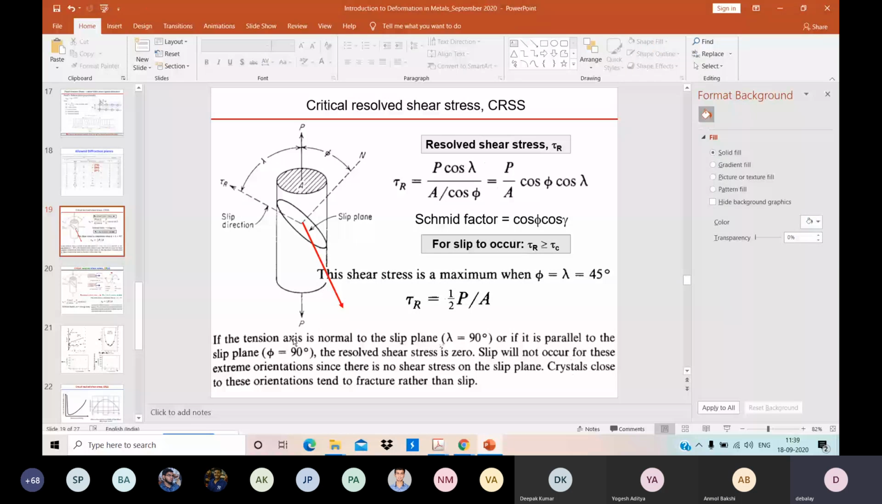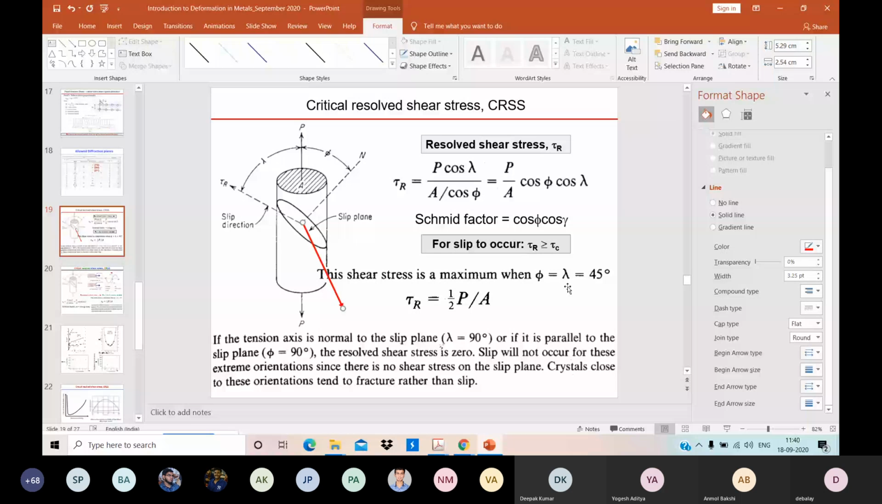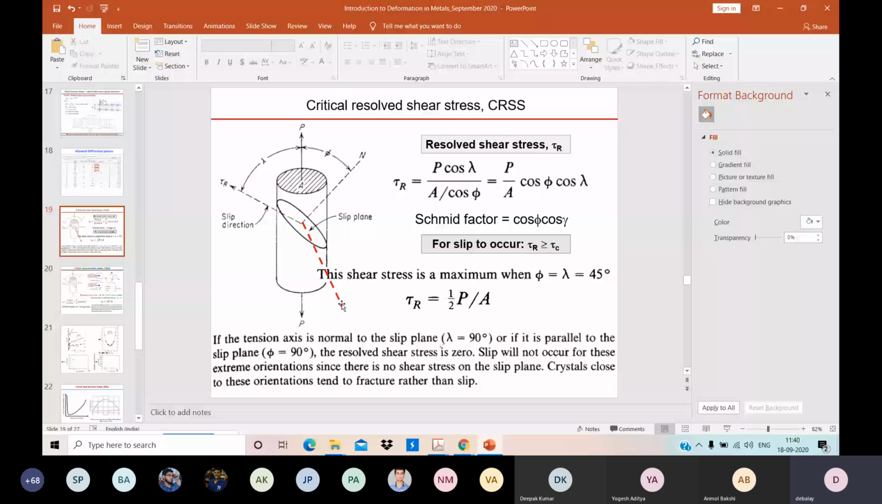So this red line I have drawn to make that point. That slip direction can also be represented by this red line. So between the red line and P, that angle is your lambda, and between P and N, the angle is phi.